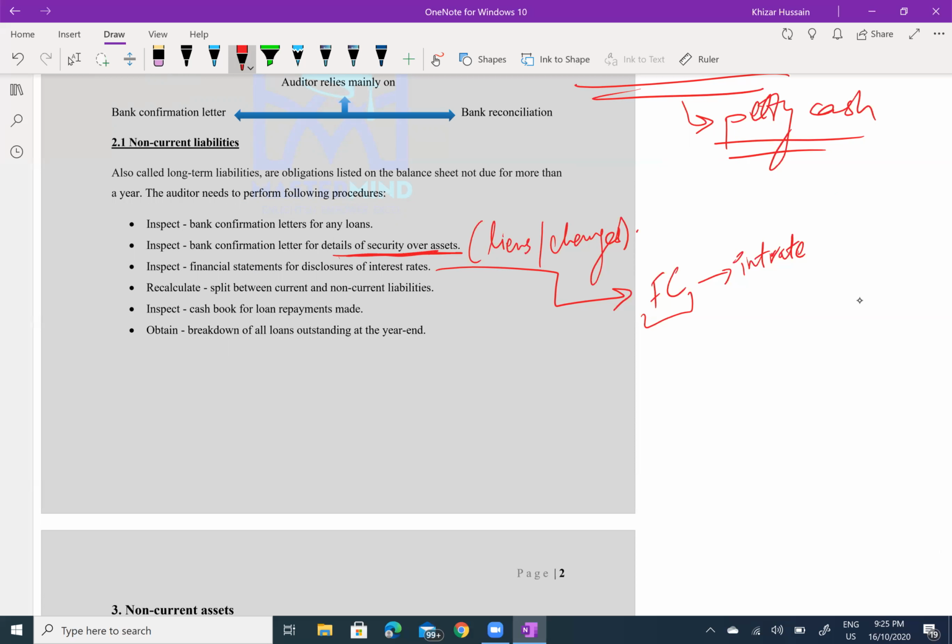Recalculation, very important. Split between current and non-current liabilities. And let's say if you have a convertible loan note or a convertible debt, right, Harsha and Divya? Yes. You need to recalculate the equity portion compared to the liability portion. Okay. Inspect the cash book for loan repayments made. Obtain a breakdown of all loans outstanding at year end. Do you guys understand these procedures? Yes, sir. You sure?